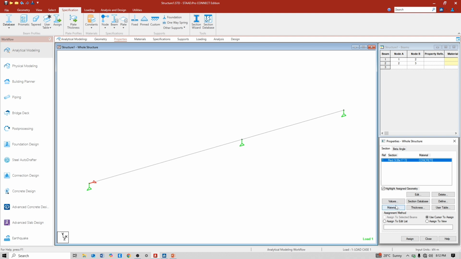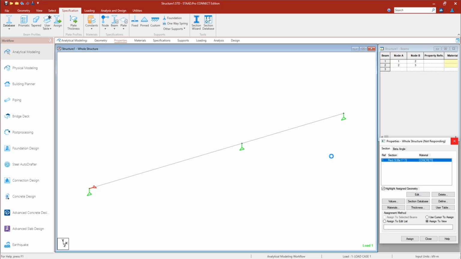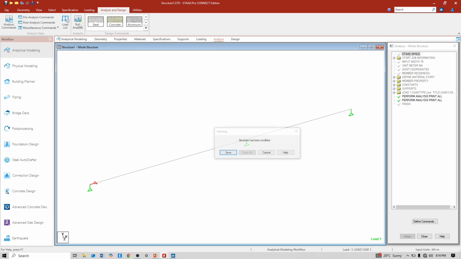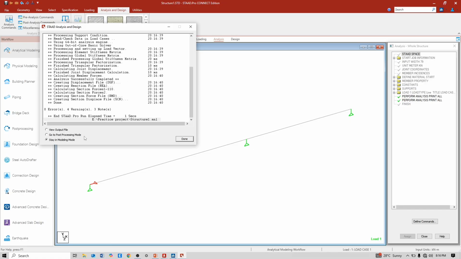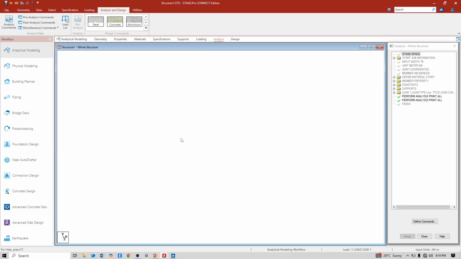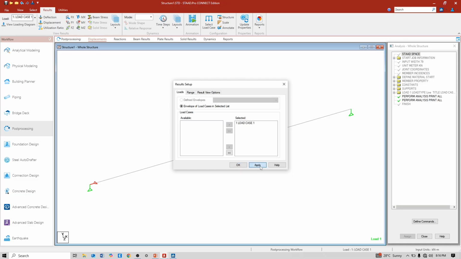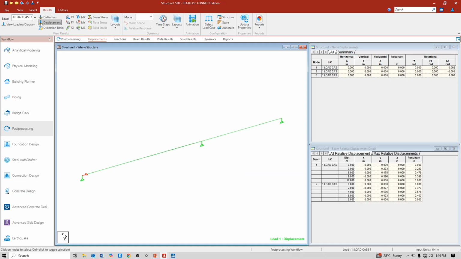Click on section properties. See. Click on assign to view. Assign. Go to post processing. See, errors are 0 now. Consider loads. Apply, OK. So see, our loads are only this load case 1. So here in that load case, the section property is not considered.